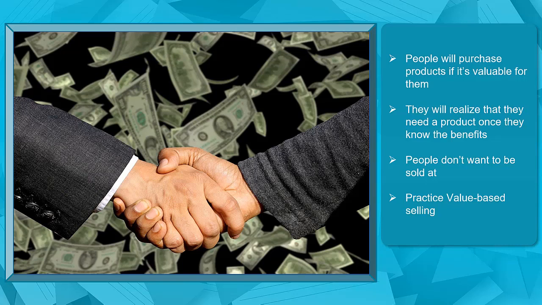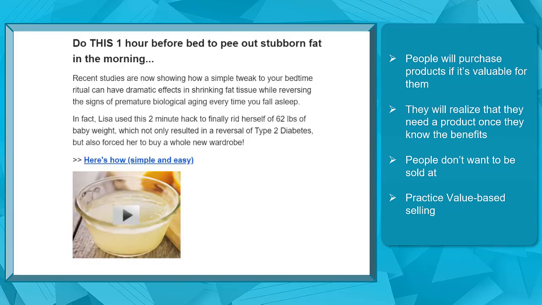Most of the time, people purchase products only if they are exposed to its benefits more than 6 times. It is best to let the people know what value they can get from your products rather than selling it to them right away. This is where value-based selling comes in handy. Take note of the following.